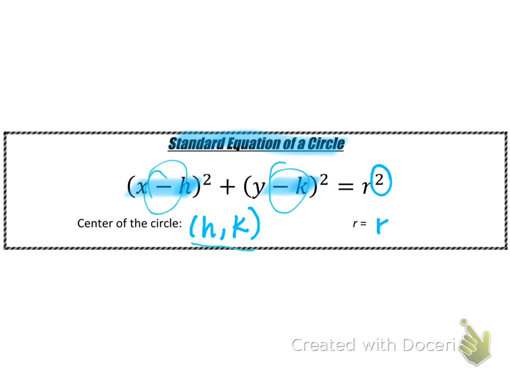And then r is still r, but I have the r squared in the equation, so just make sure you take the square root of that before, in order to figure out your radius. So square root that to get your radius.